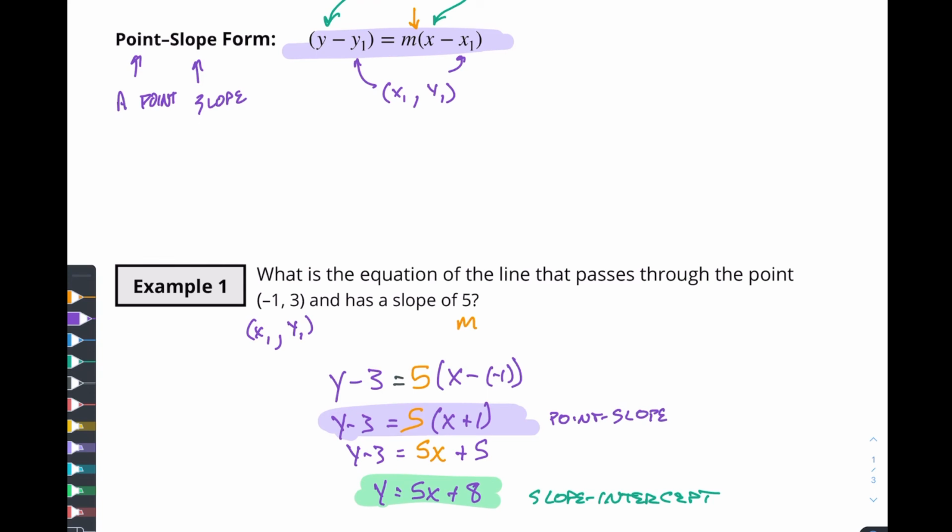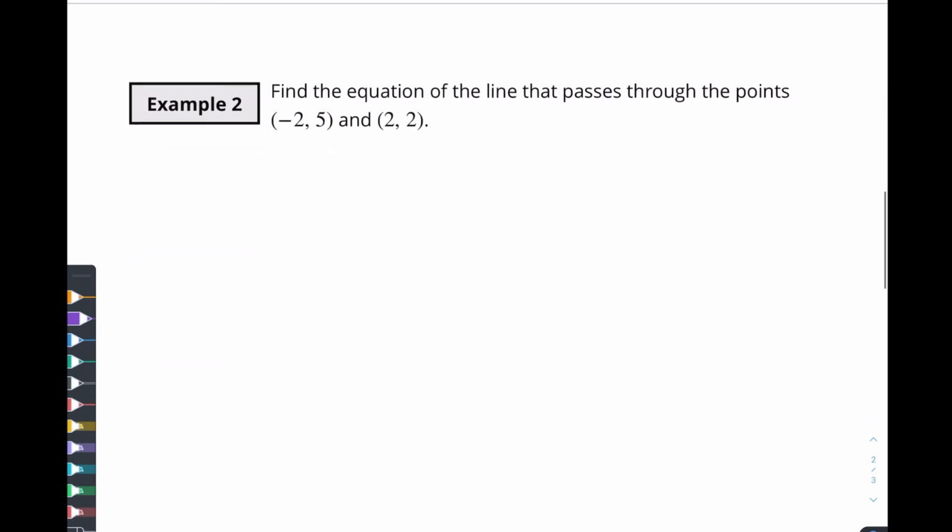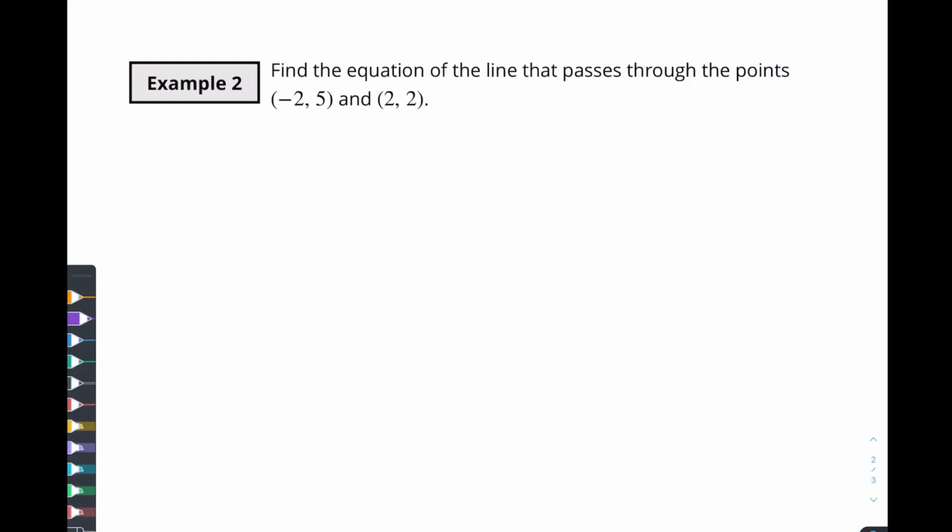All right, so what happens if we have to start from scratch? That's what this question is going to say right here. But before we get to this question, I'm going to ask you to hit the like button, get that algorithm working, and then I'm going to say, work through this on your own. Find the slope and use the point-slope form to find this equation.